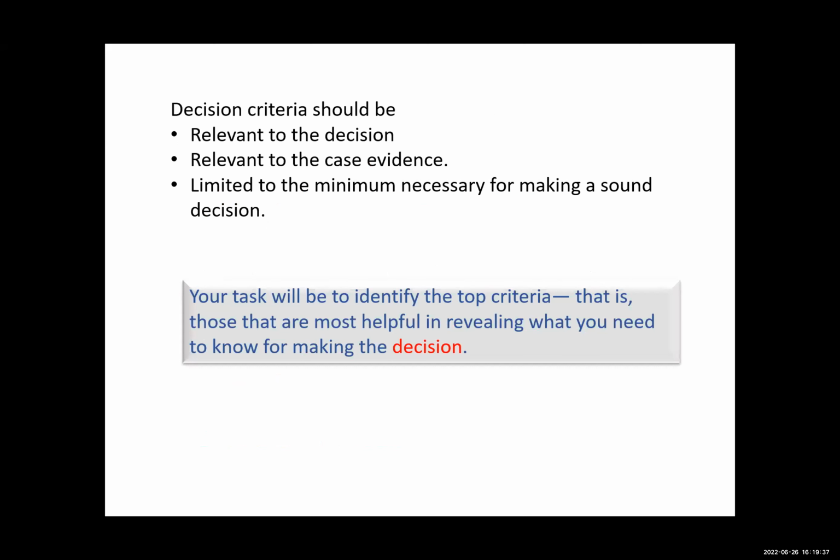Decision criteria should be relevant to the decision and relevant to the case evidence. Mind you, evidence is extremely important, because if you want to write about your own knowledge, the case is not required. You are analyzing bounded by the boundaries of the case, right? So if you want to make certain assumptions of your own, you need to write them explicitly.